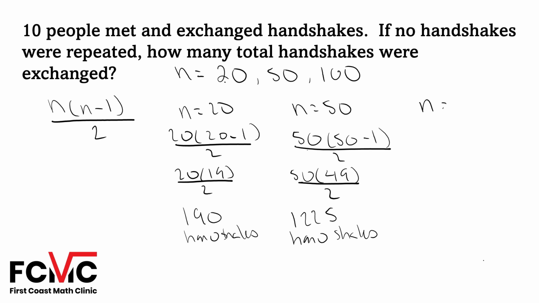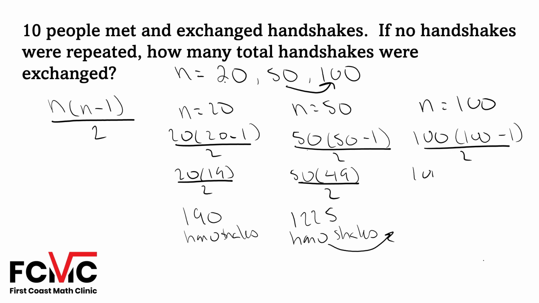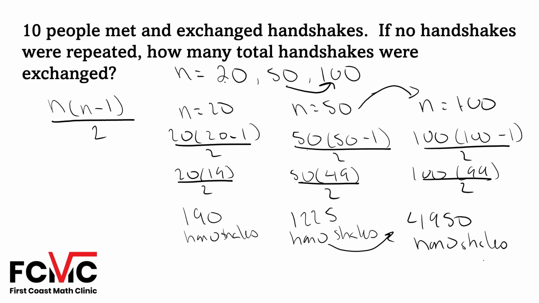Now let's try n equals 100. So 100 people. We're doubling our value from 50 to 100. Are we going to double the number of handshakes? Let's see how that changes. So we've got 100 times 100 minus 1 divided by 2. So 100 times 99 divided by 2. And we get 4,950 handshakes. So going from 50 to 100 people, we've doubled the number of people, but we have more than 4 times the number of handshakes being exchanged.